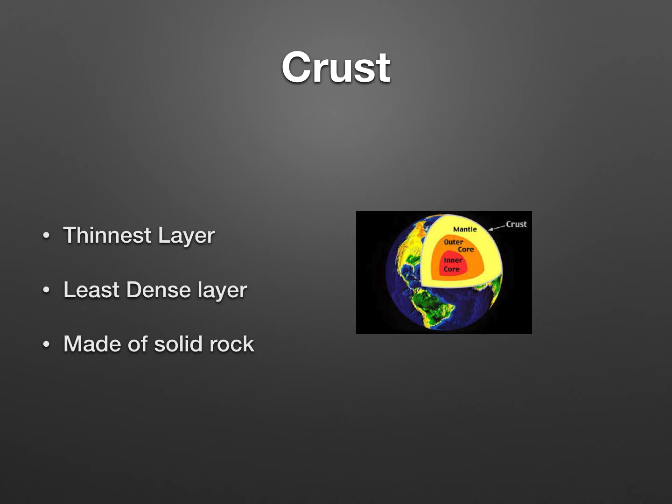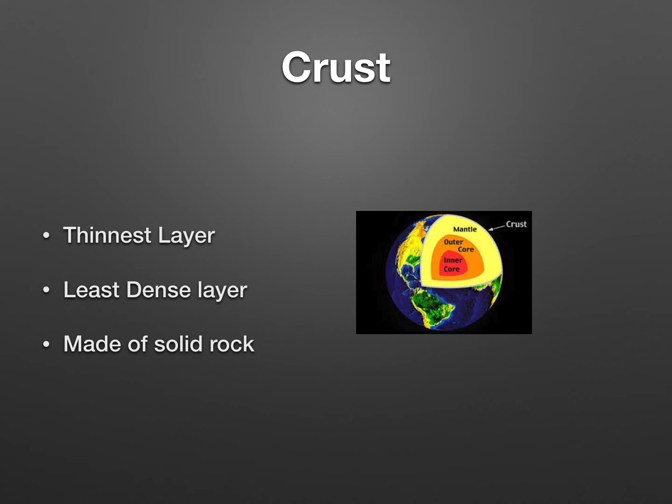The crust is the fourth major layer. It is known as the thinnest layer and the least dense layer, and it's made of solid rock. Obviously it's solid. You're standing on the crust right now. If the crust was liquid, you would slip right into the earth. That just doesn't make sense. The crust is super, super thin compared to the rest of the earth. When you're looking at your apple experiment, this is why the apple skin is a good model for the crust of the earth.